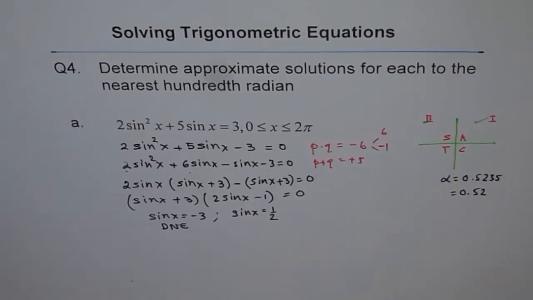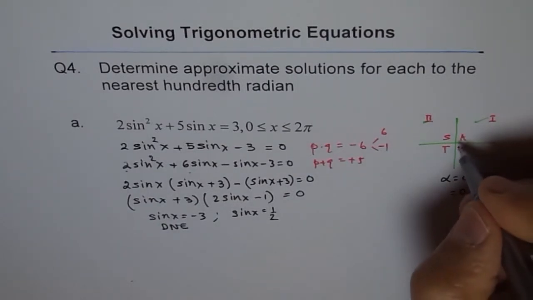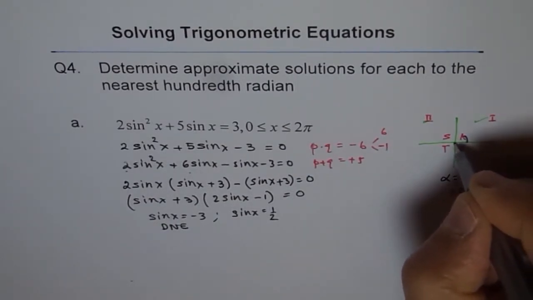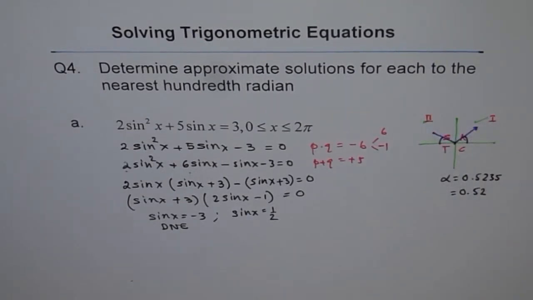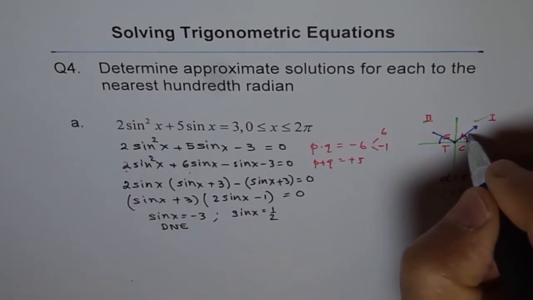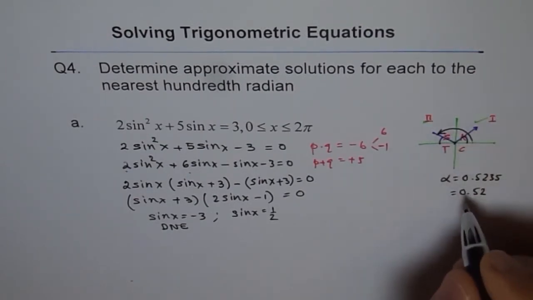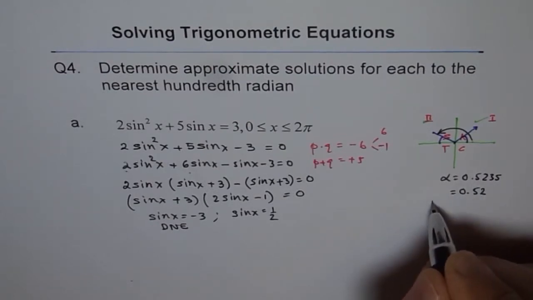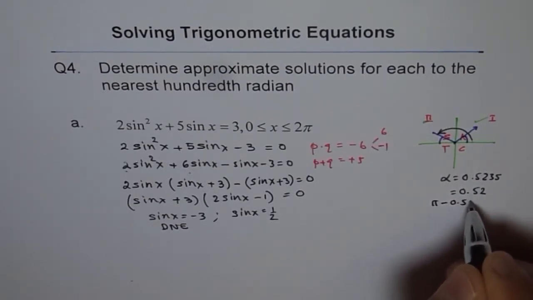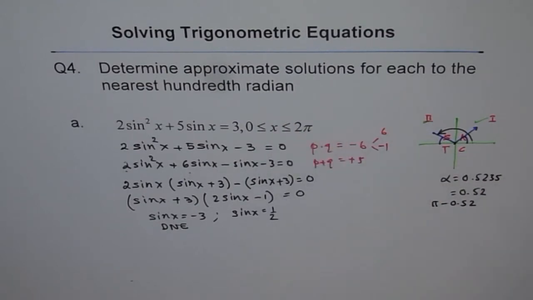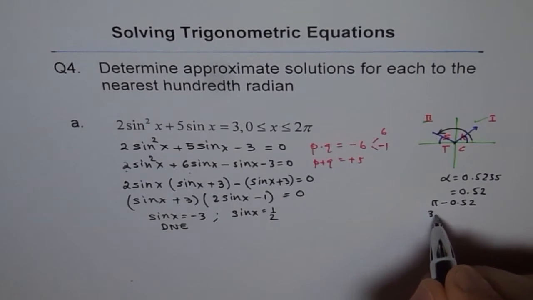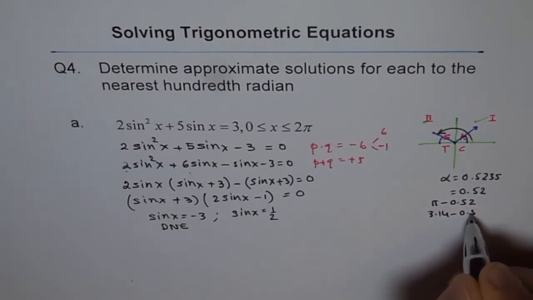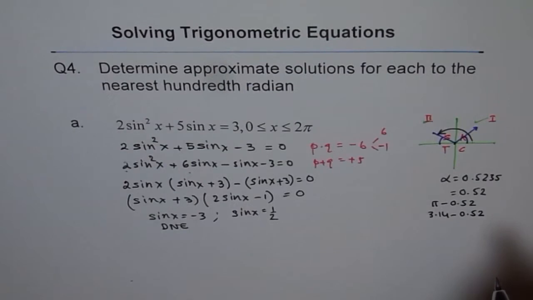So we get one solution as 0.52. Let's say this is the angle alpha, right? Then this is the other acute angle. As far as the principal angle goes, that is the solution we're looking for. That should be pi minus 0.52, correct? When we are talking about 100th place, then we can always take 3.14 as the value of pi. So we can say 3.14 minus 0.52. I'm just avoiding using calculators. So that gives you the answer, right?